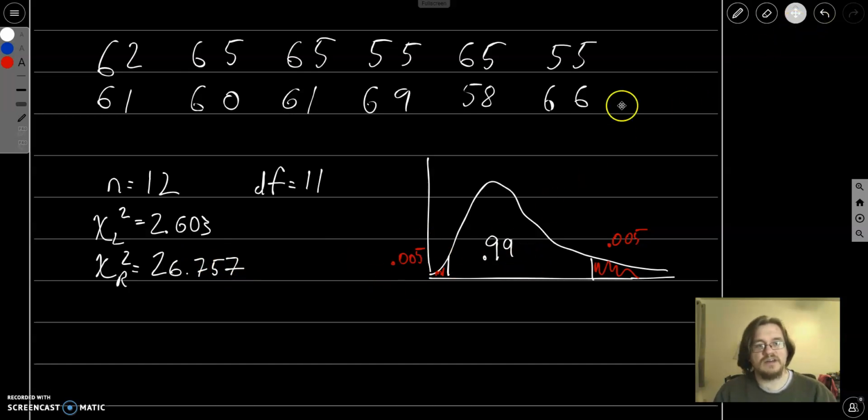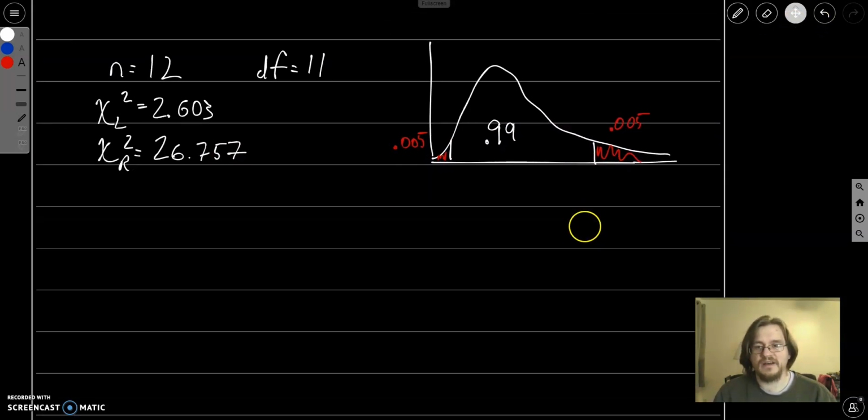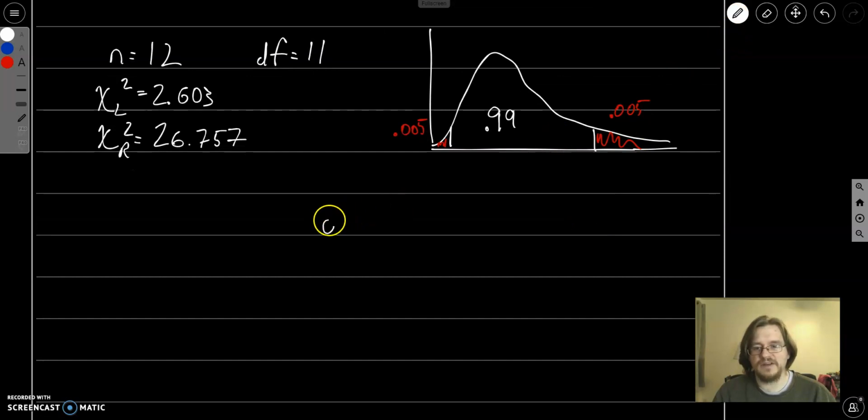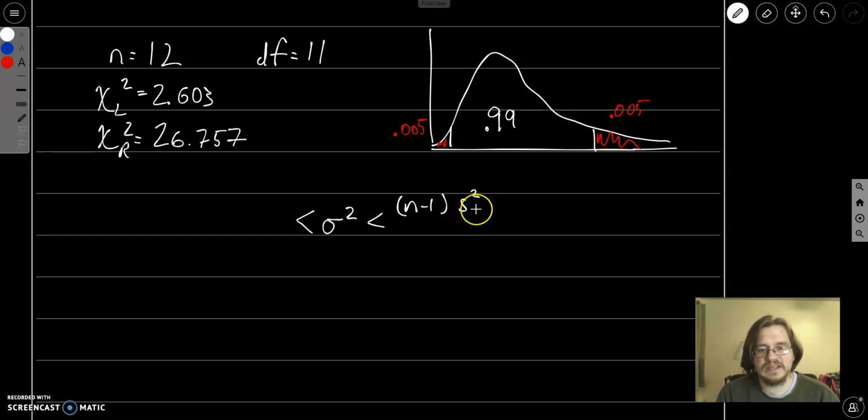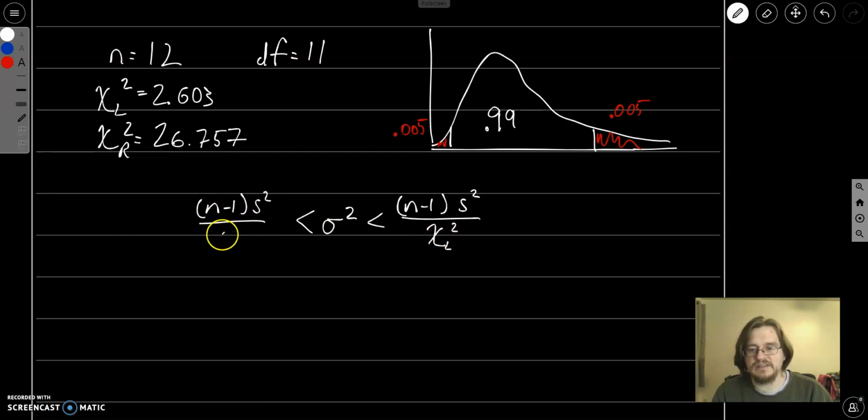Okay, so now let's plug it into our formula. The variance of the population should be between n minus 1, which is just our degrees of freedom, times the sample variance divided by the right critical value, and on the other side we'll have the same thing, except we'll have the left critical value. So let me plug in these numbers into a calculator.